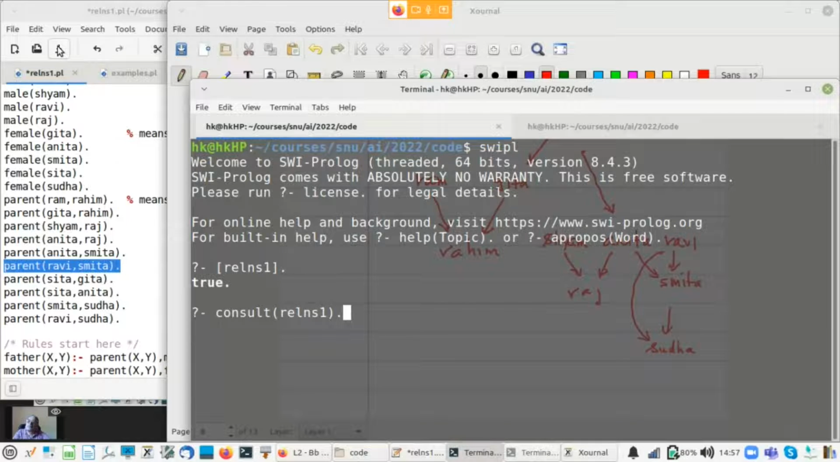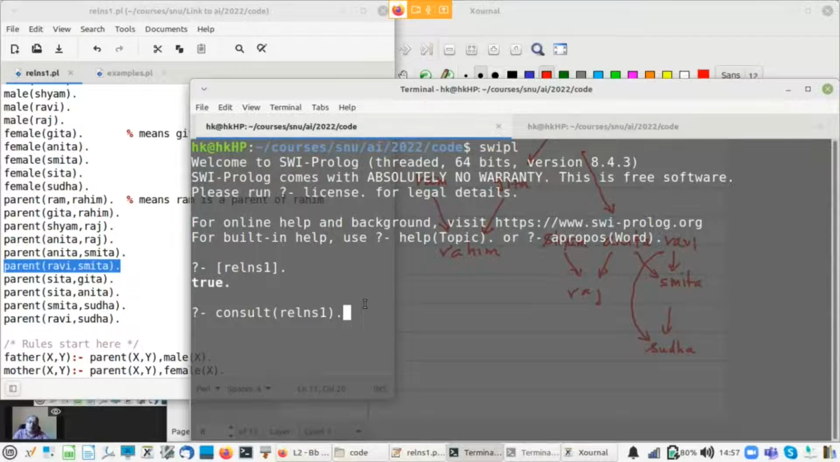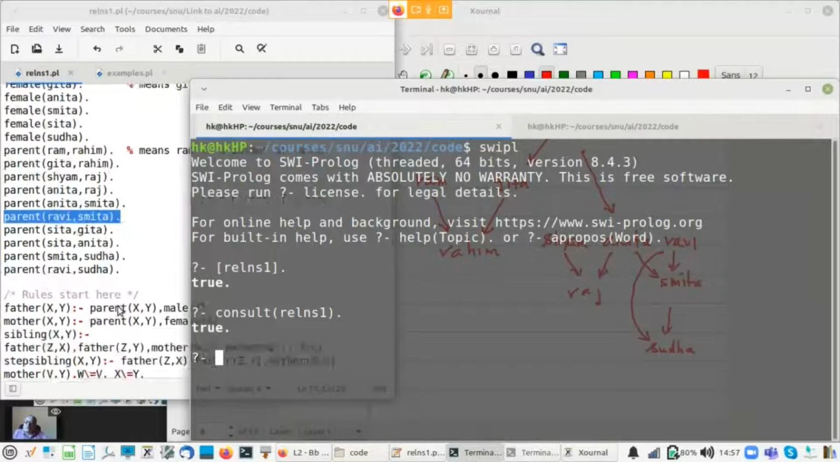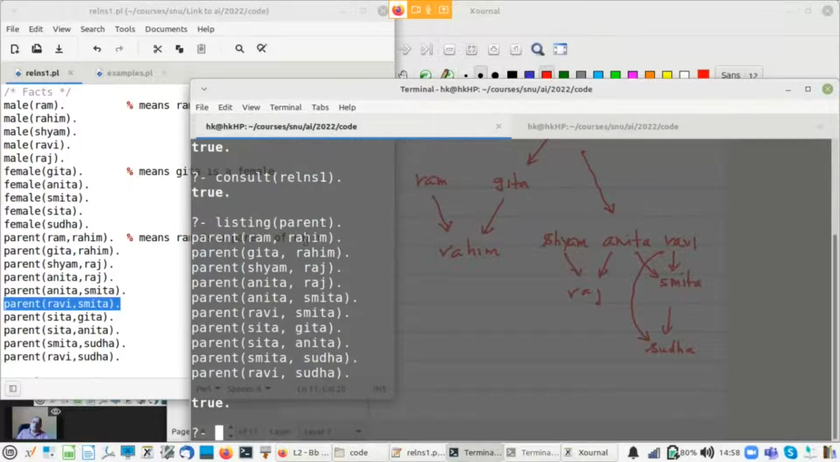Let us save it. Okay, I've saved the file, and now it has read it in with the new change, that is, the step sibling thing that we changed. What has happened is that now you can actually list things here. You can say listing and give a predicate, say parent. It will tell you all the facts and rules relating to parent.